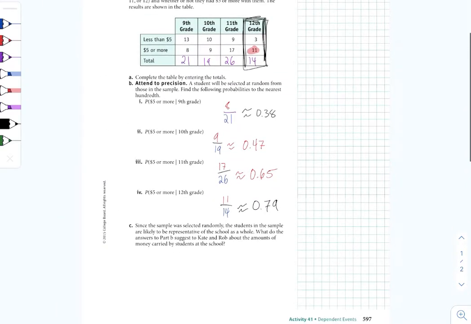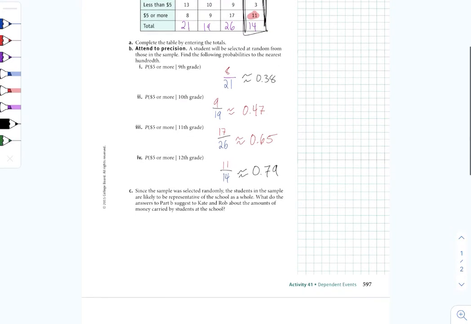Okay, right, so that's a quick little problem that shows us how to do conditional probability. Again, the main focus is find that condition and focus in on that, right? The bottom is the total of that condition. The top is the event within that condition, right? $5 or more for ninth graders for the first one, for 10th graders for the second one.